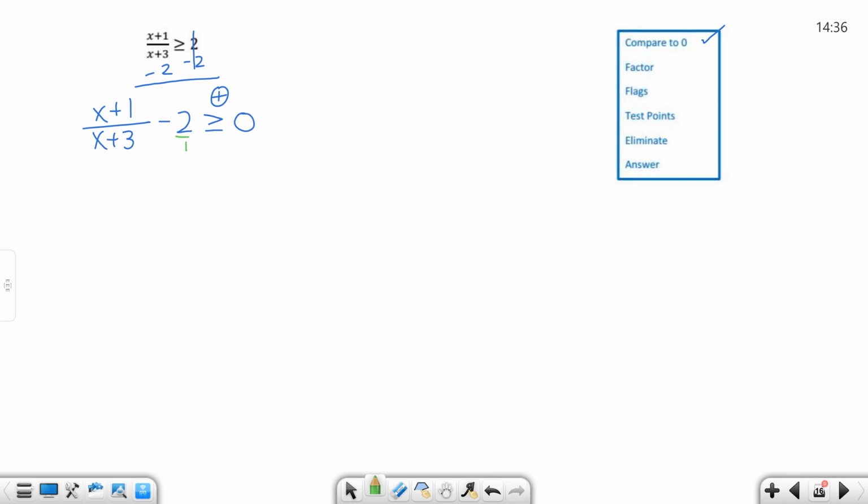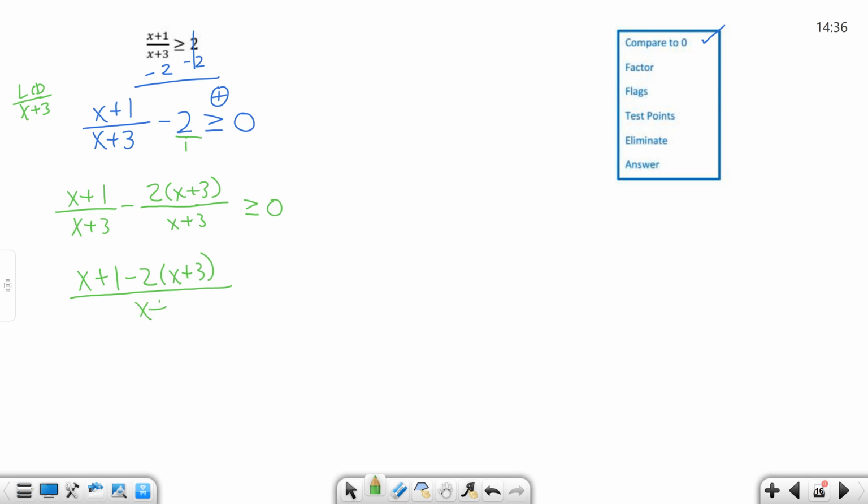Look, this 2 is really over 1. So my LCD is only x + 3. There is no other denominator here. So I'm going to write (x + 1)/(x + 3) minus 2 times (x + 3) over (x + 3), because I've got to multiply by that over itself, and that's still greater than or equal to 0. I've got to be really careful here. I'm going to show this step: minus 2 times (x + 3), all over my common denominator of x + 3.